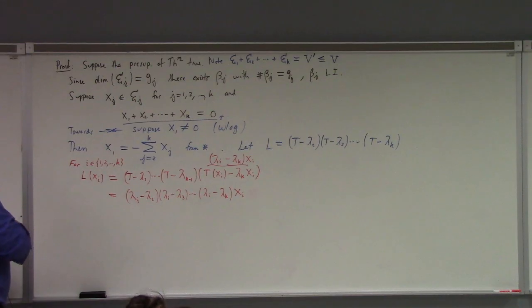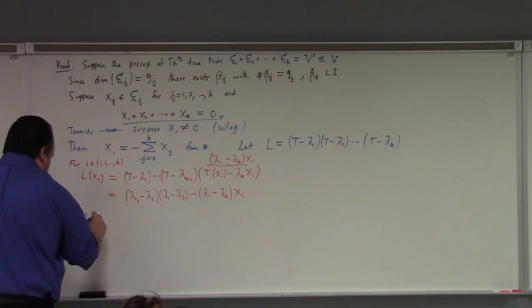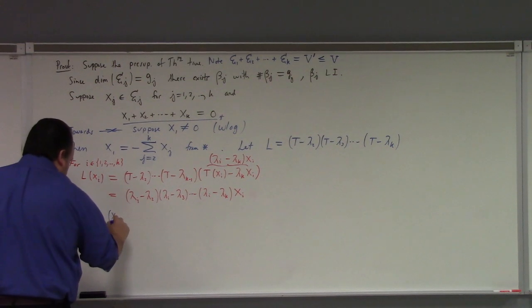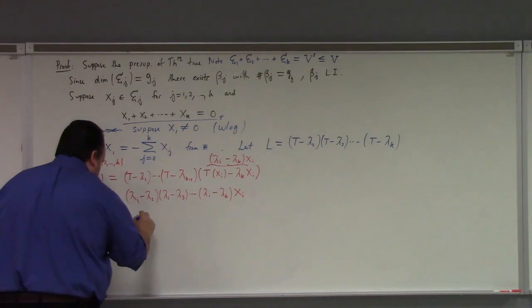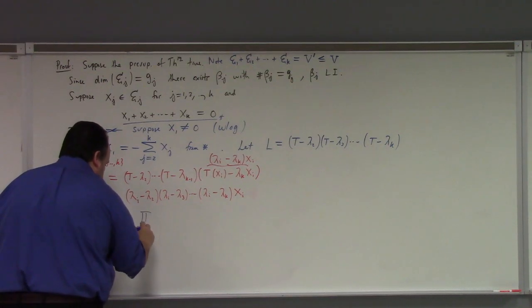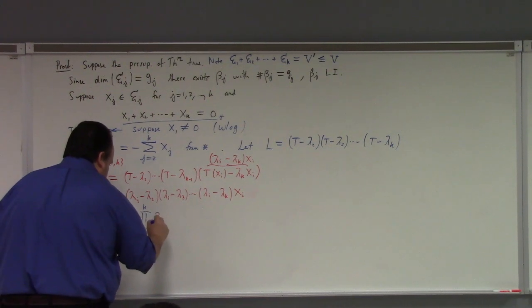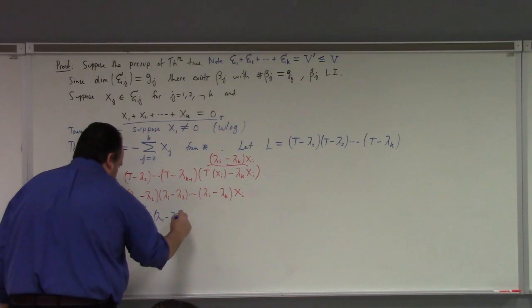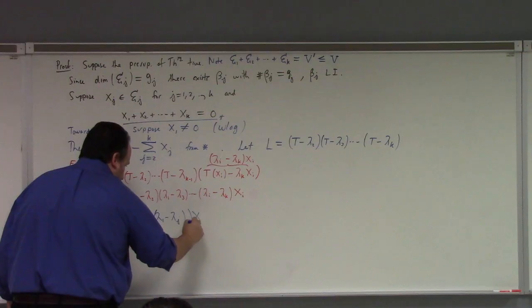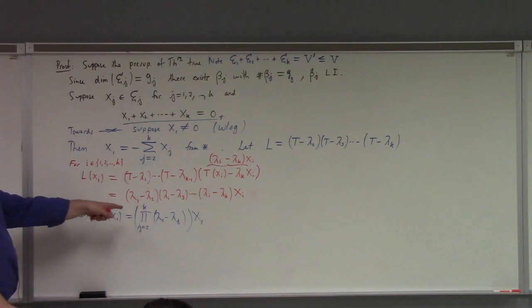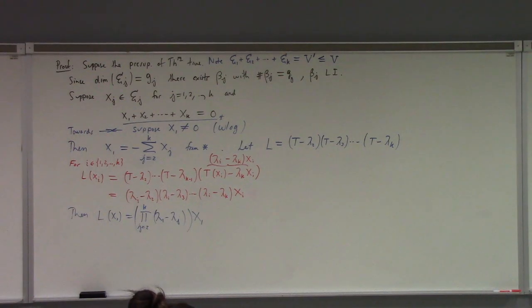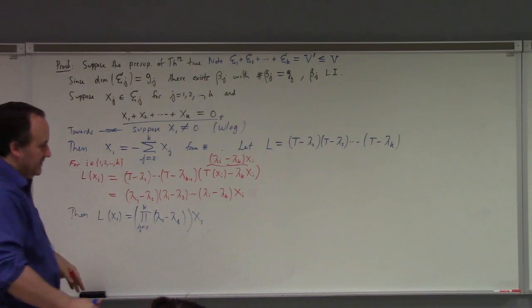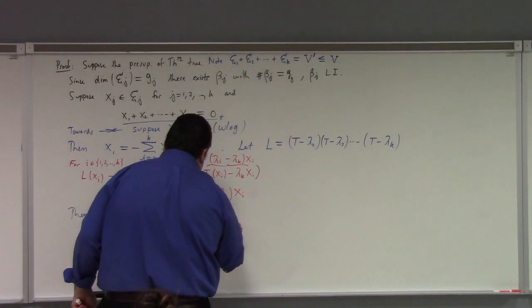What happens if we look at L of x1? So that's like the product, j equals 2 to k of lambda 1 minus lambda j, that number times x sub 1. But that number is non-zero because it's a product of distinct, those are all non-zero because the eigenvalues are distinct, right? So L of x1 is not equal to 0.